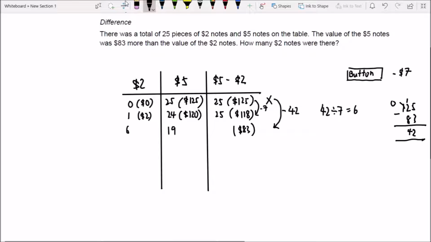To confirm the answer, we can calculate the total value of each type of note. We see that the value of the $5 notes is indeed $83 more than the value of the $2 notes, because $95 minus $12 is $83. Which means our answer of 6 is correct.